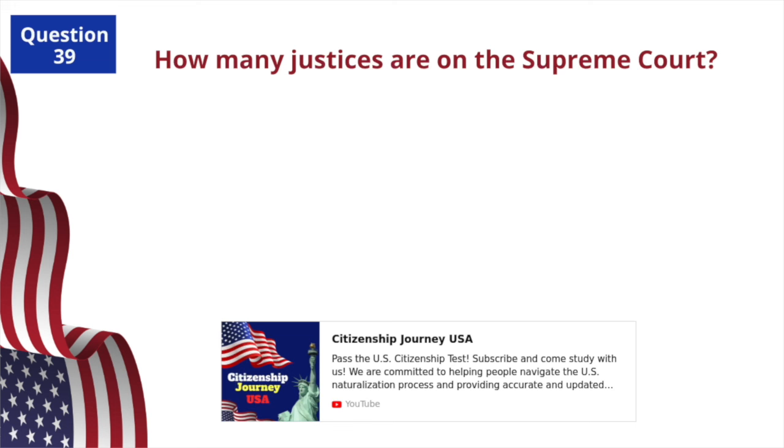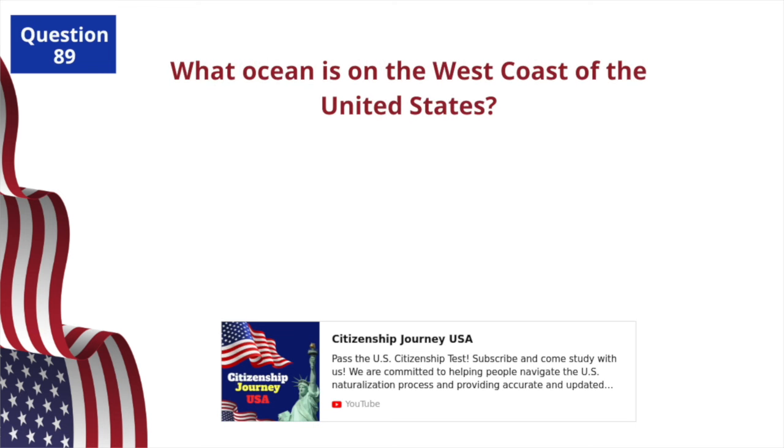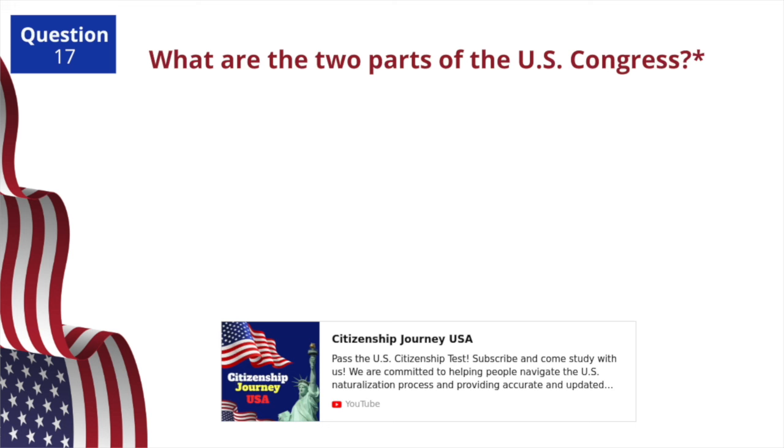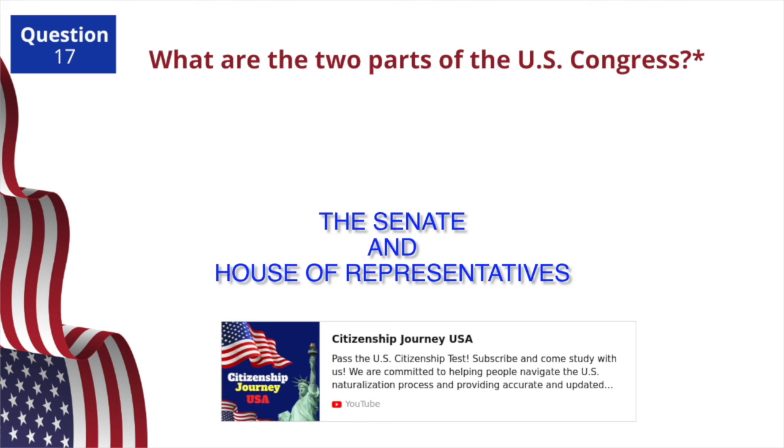How many justices are on the Supreme Court? 9. What ocean is on the west coast of the United States? Pacific Ocean. What are the two parts of the U.S. Congress? The Senate and House of Representatives.